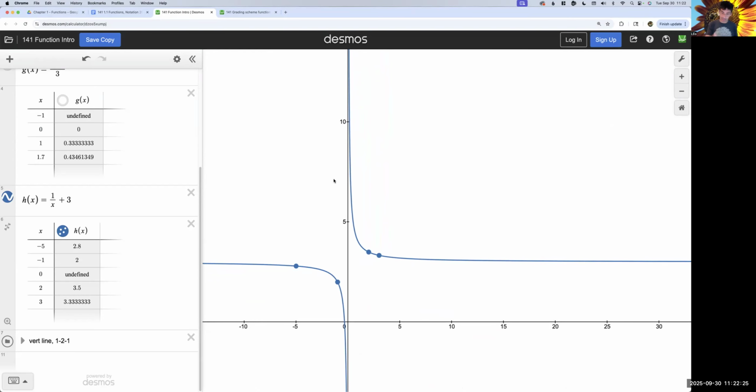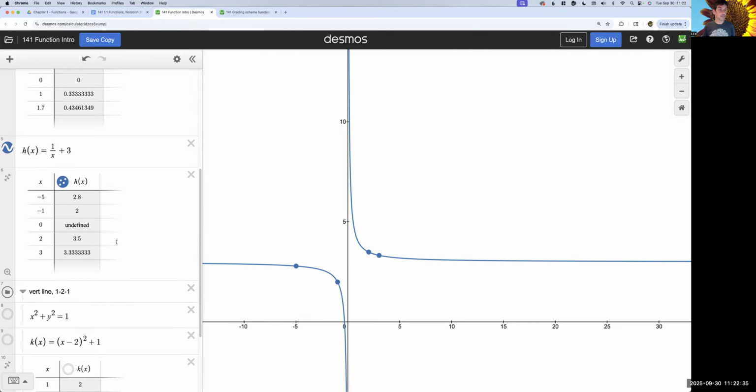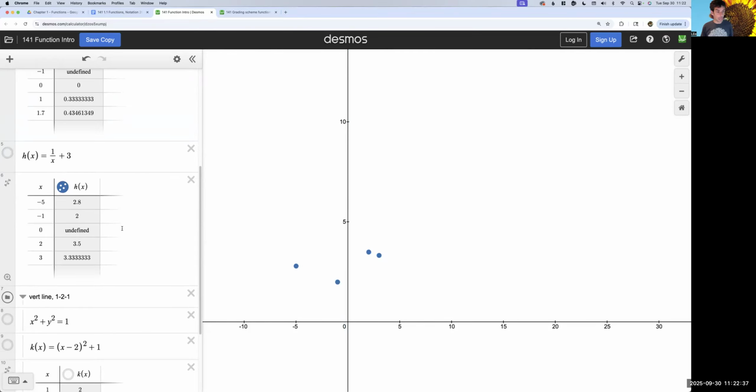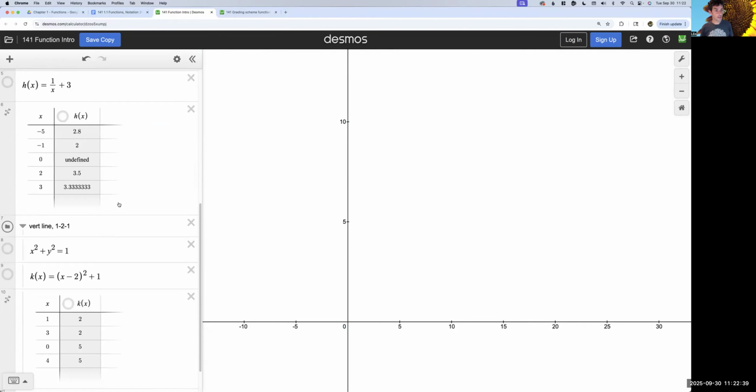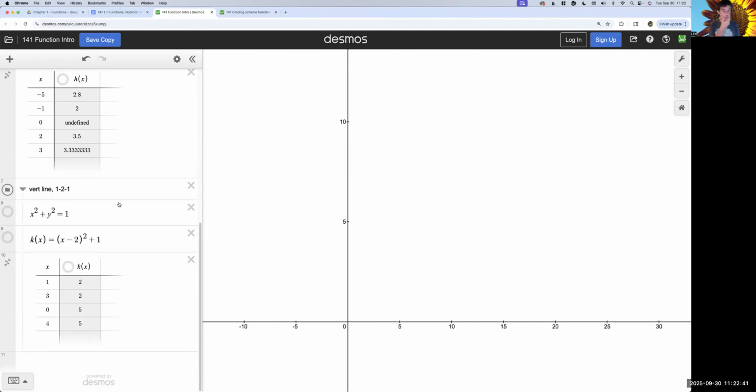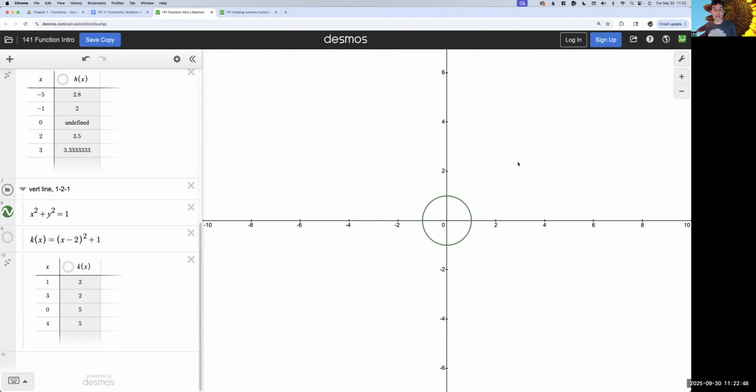The same thing happens on the left side, except they're negative numbers, so we get really, really large negative numbers. So, all right, there is our graph of that function. I want to revisit the idea of this vertical line test.